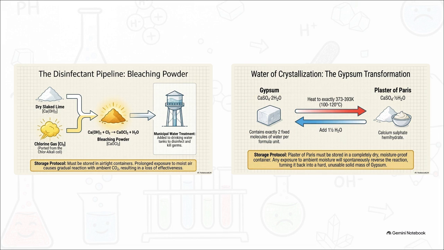Take bleaching powder, for example, which uses that generated chlorine gas. It's absolutely vital for disinfecting municipal drinking water, but it has to be kept in airtight containers. Why? Because prolonged exposure to ambient carbon dioxide in the air will slowly degrade its effectiveness.